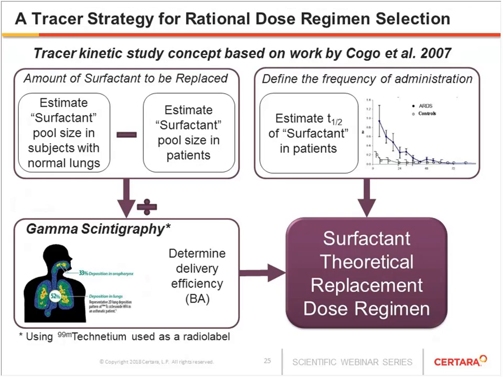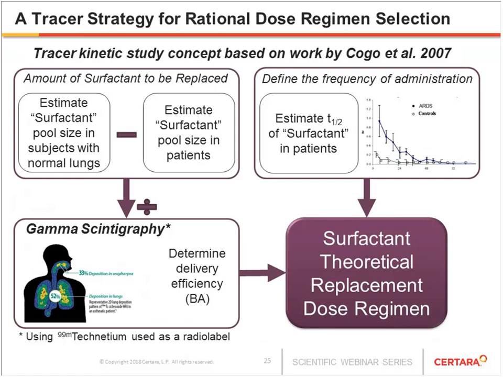Now, taking inspiration from that particular study, we devised a strategy to come up with a rational dose regimen selection. That involved the conduct of a study where we would estimate the surfactant pool size in subjects with normal lungs, as we have seen in the example before, and also in patients with the indication we were interested in looking at. By looking at the difference between healthies and patients, we would then be able to estimate how much surfactant had been lost in the patient population, and thereby learn something about the dose that needed to be replaced.